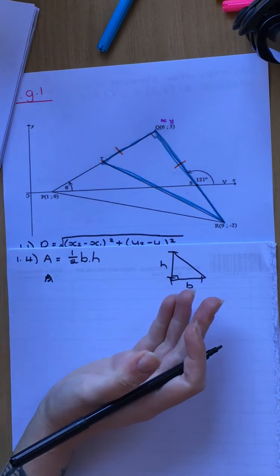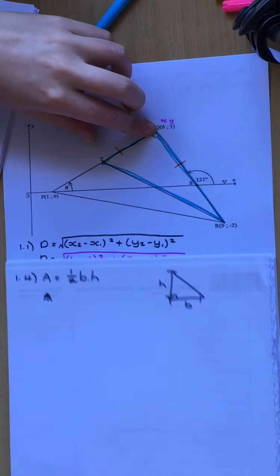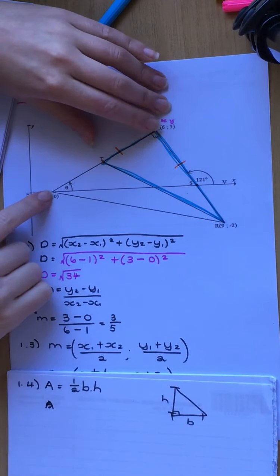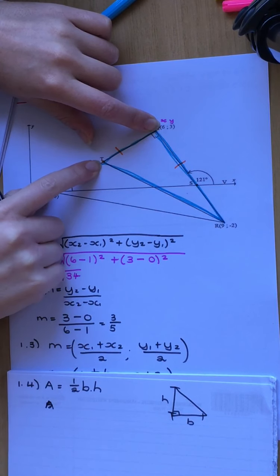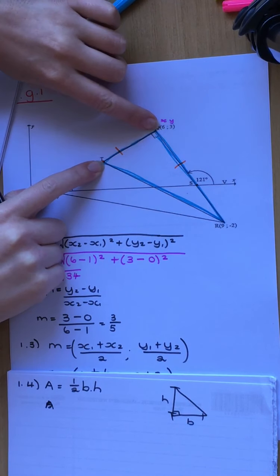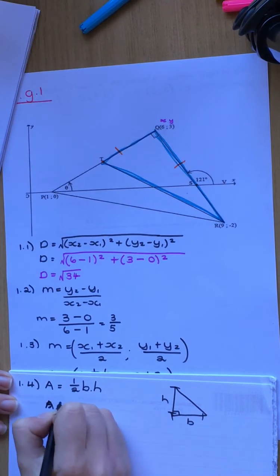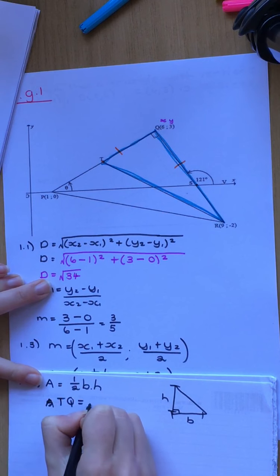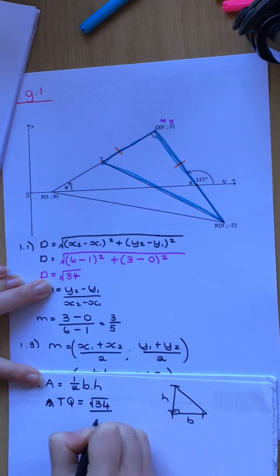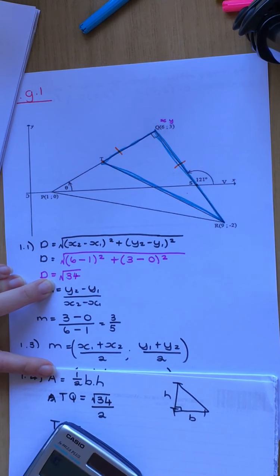Before we do that, we now obviously need this length and we need this length. I don't know if you recall, but in the previous question, we calculated this whole length, right? And we know that T is the midpoint. So this length must be this whole one just divided by 2. So before I get started, I need to establish this. So TQ is going to be the whole length, which is root 34, and it's going to be divided by 2. So TQ equals root 34 divided by 2.